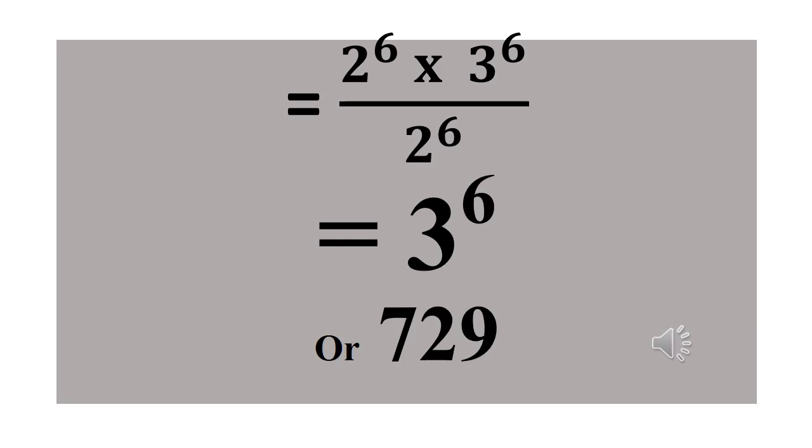So with this now, the 2 raised to power 6 as numerator will cancel out the denominator 2 raised to power 6. So we have 3 raised to power 6 left. That is 3 raised to power 6, which is 3 in 6 places. If you multiply that, you get 729. So our final answer is 3 raised to power 6, or 729. That's our final answer.